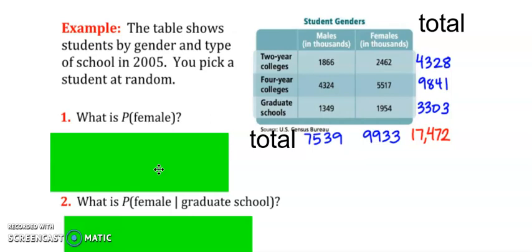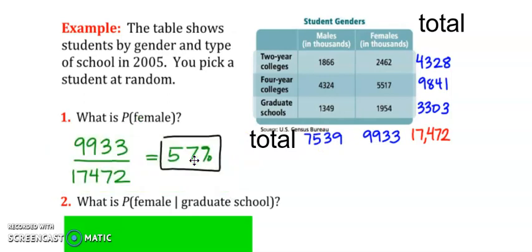It's just the overall probability that we randomly select female. So there are 9,933 females out of a total of 17,472, which gives us a roughly 57% chance.